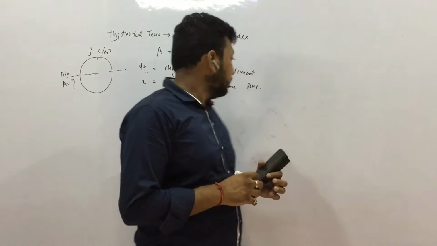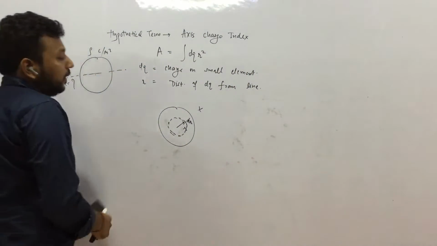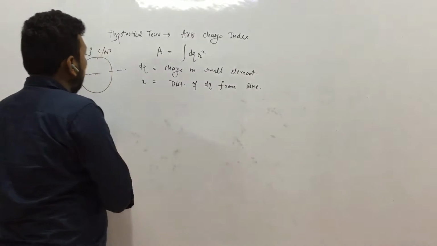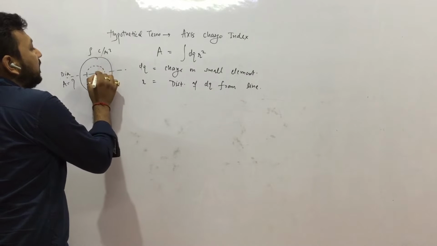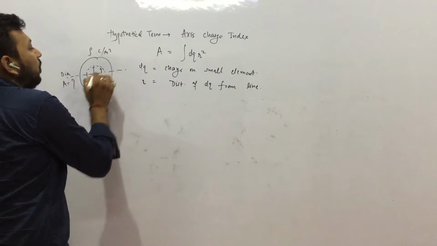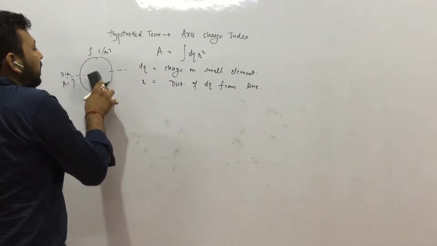So what is wrong in this? You are taking the distance from the center, but they are asking about the diameter. About the diameter, obviously if I take a circular element, the distances are changing. This is large, this is small. So you cannot take it like this. So what has to be done now?